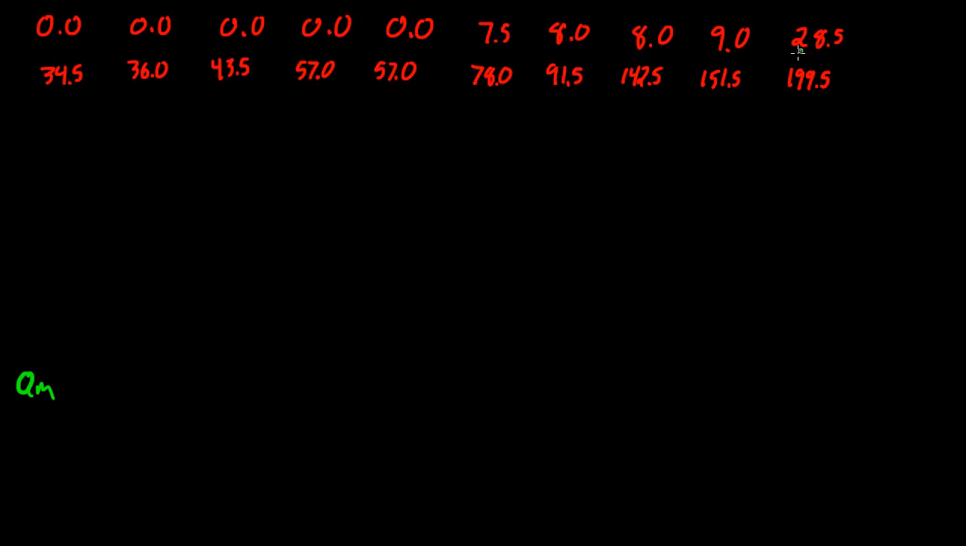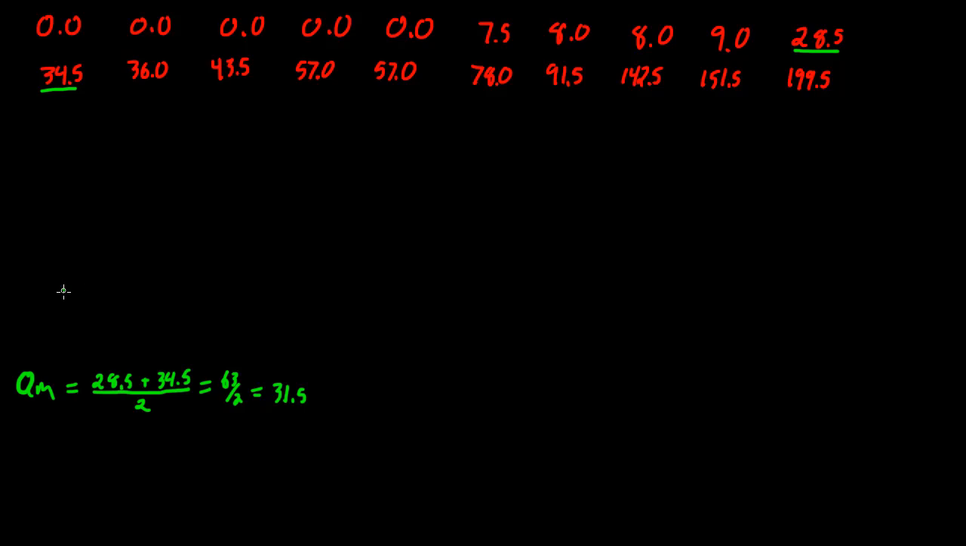Our middle two data points are 28.5 and 34.5. So we have QM is equal to 28.5 plus 34.5, divided by 2. If we add that together, we get 63 divided by 2. And if we actually do that division, we get 31.5. So our median for our data set is 31.5.